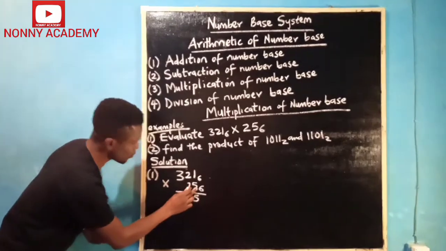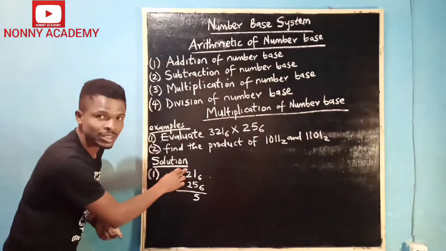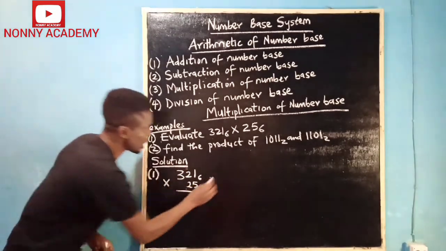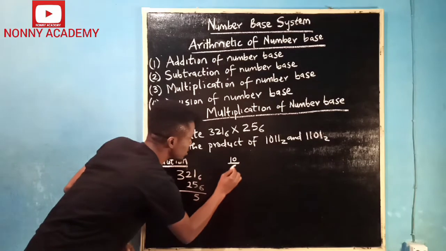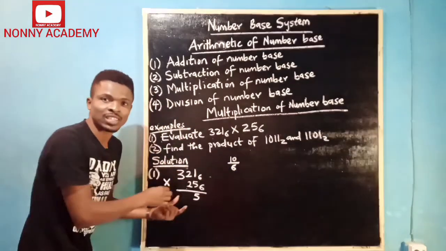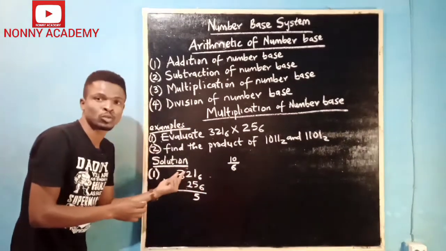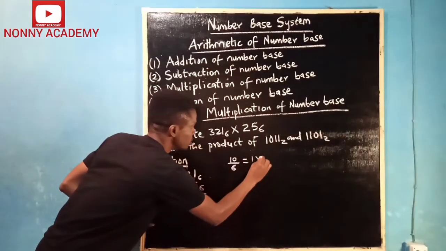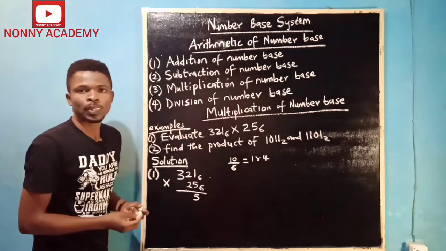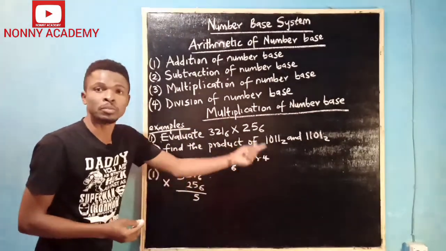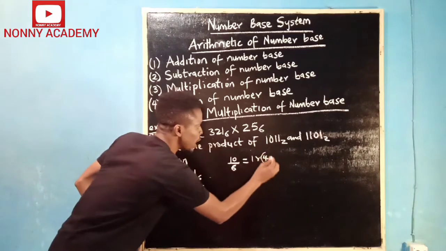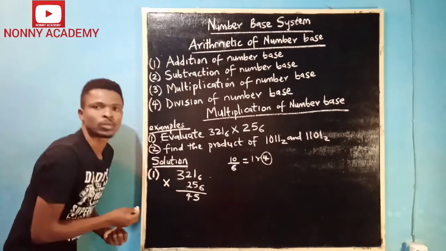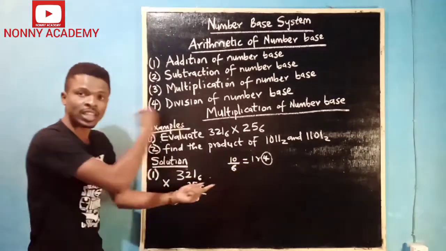Multiply again. 5 times 2 is 10. Then since 10 is greater than the base, which is 6, I will say 10 divided by 6. I will divide the answer, which is 10, from 5 times 2 by the base. 10 divided by 6 will give me 1 remainder 4. 10 divided by 6 is 1, remaining 4. Then I will take the remainder, which is 4, as my answer. Then I will put 4. Then I will move this 1 to the next digit.